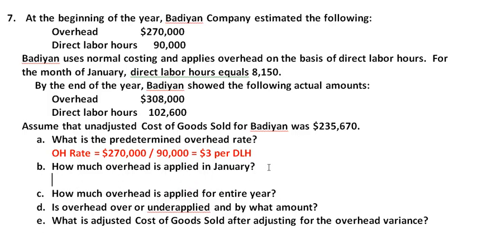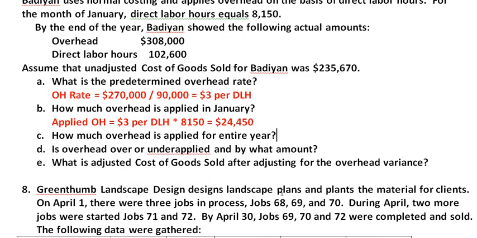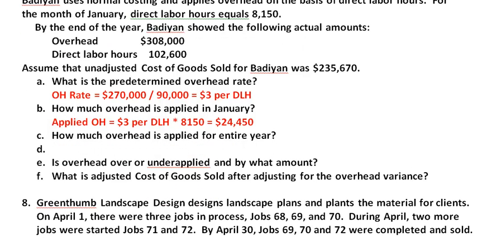B says how much overhead was applied in January. So definitely make sure you know how to do the applied overhead. For applied overhead, you're simply going to take your rate, which is $3 per direct labor hour, and multiply it by the actual. Here, it's just asking for the actual for the month of January, so we simply want to use the 8,150 hours because we just want to focus on that one particular month. That's going to give you $24,450.